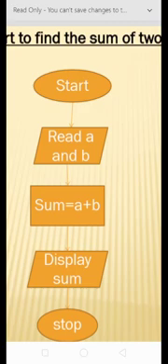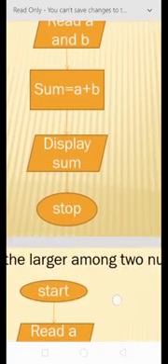Then we will process it. We will find the sum. So sum equals A plus B. So the sum of A and B will come in the sum variable. After this, we will show the output in the output box. So display sum and then stop.